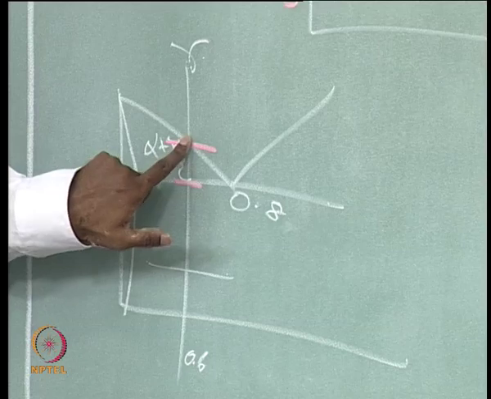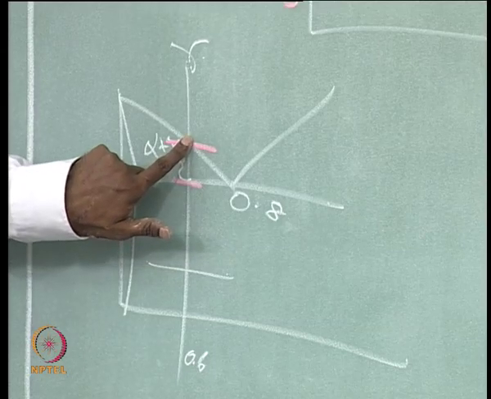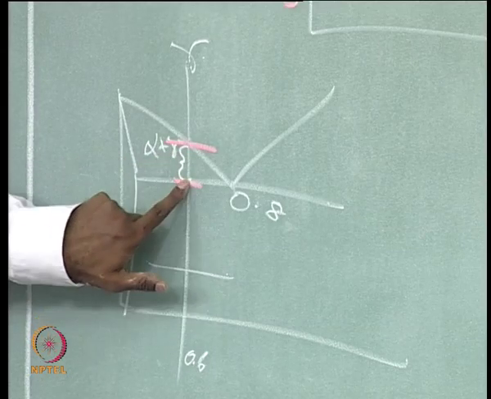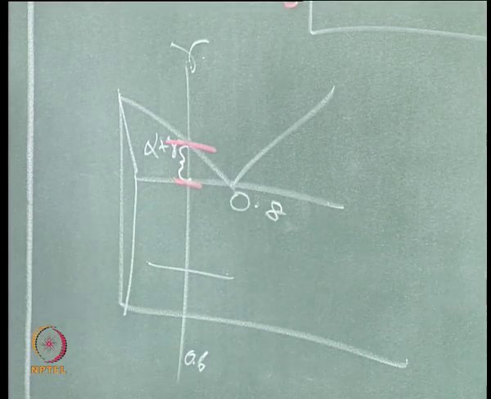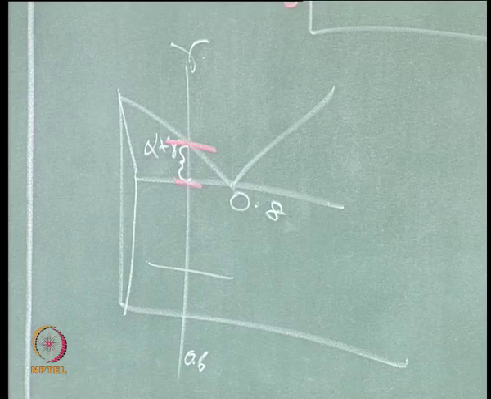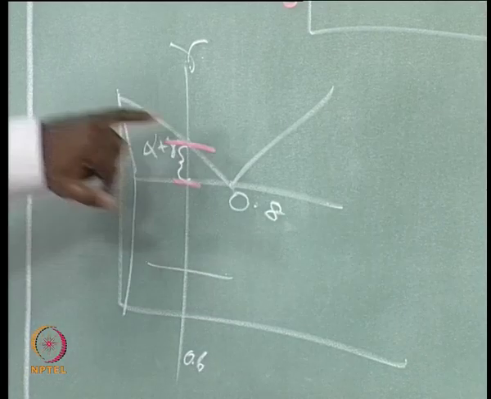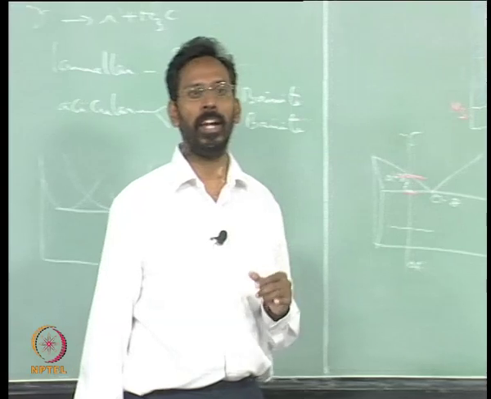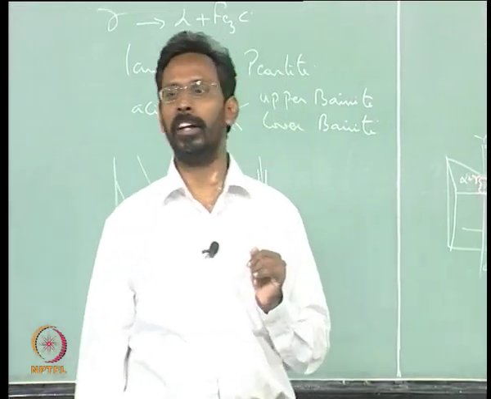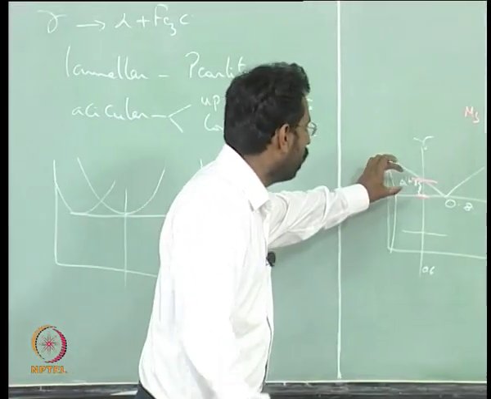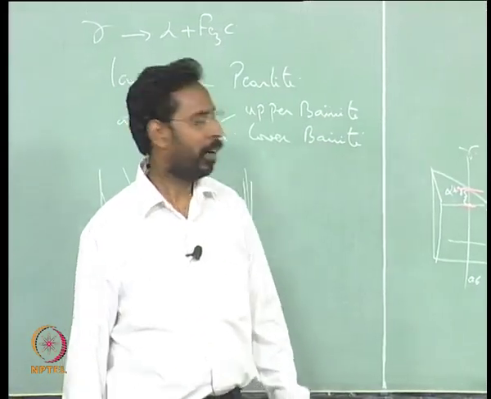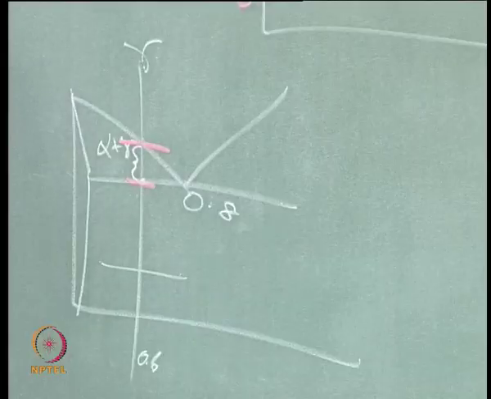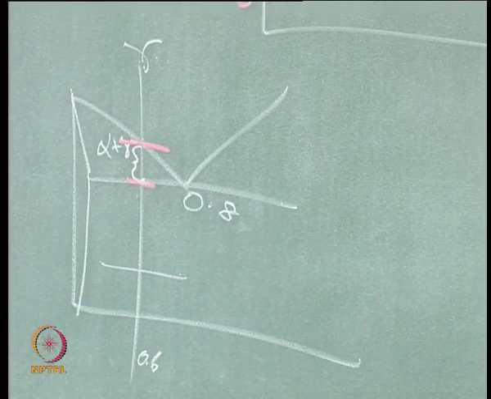What is this temperature? A3, and A1. Whether it is Ac or Ar depends on whether you cool or heat, let us not bother. So, this is the A3 temperature, this is the A1. Between A3 and A1 is what we call the intercritical range, and in that range there is a certain temperature difference between A3 and A1.